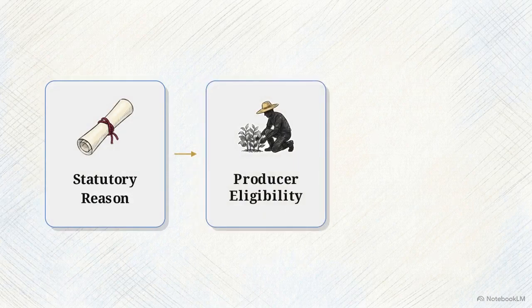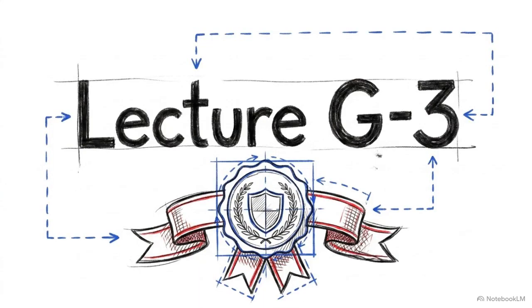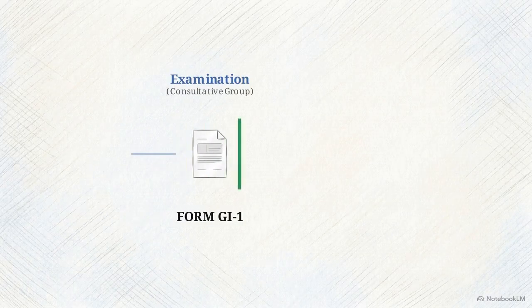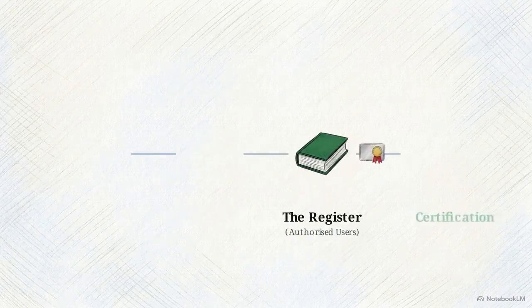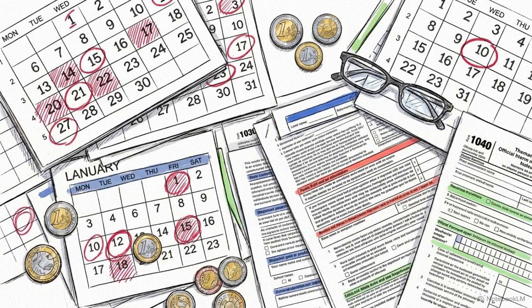By the end of this video, we will identify the statutory reason for that amount, the eligibility requirements, and the specific form used. Welcome to Lecture G3 of the GI series for the Trademarks Agent Examination 2027. This module covers the complete registration procedure, from initial application to certification, alongside the Authorized User system. Because this phase of the Act contains a high density of statutory timelines, forms, and fees, precision regarding these figures is necessary for exam preparation.